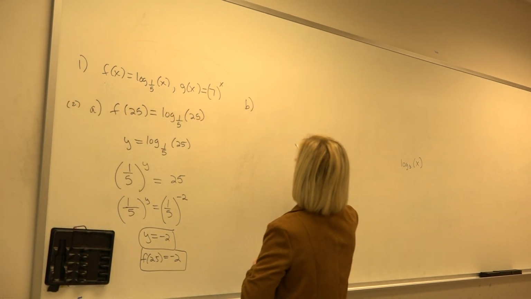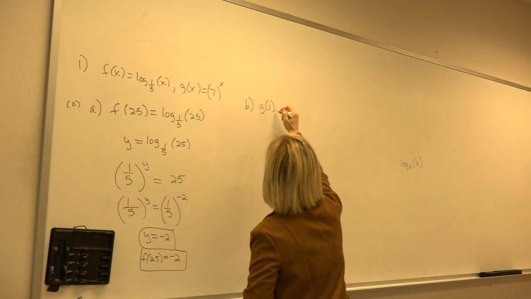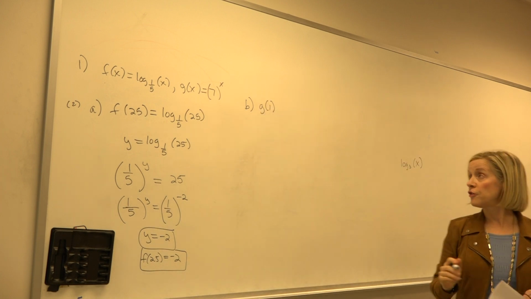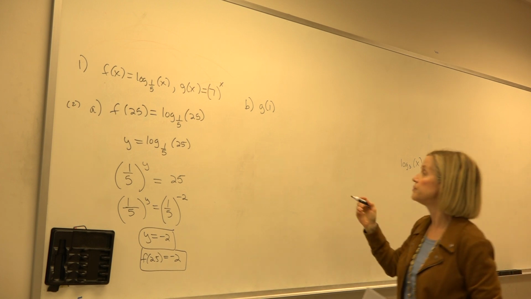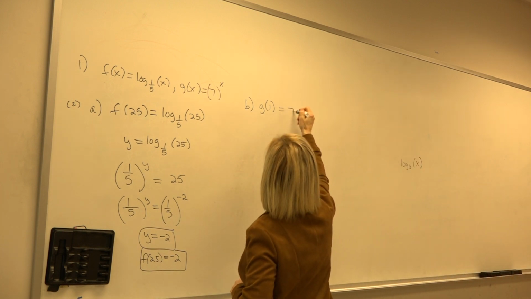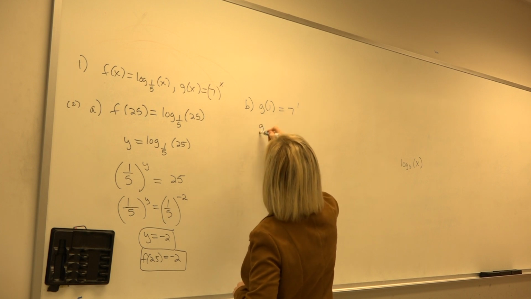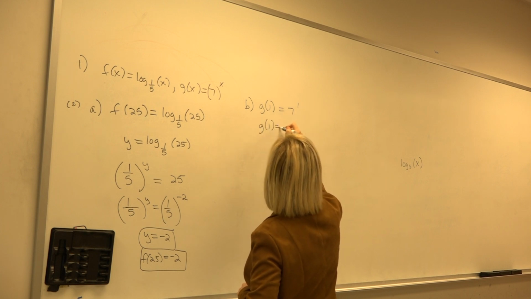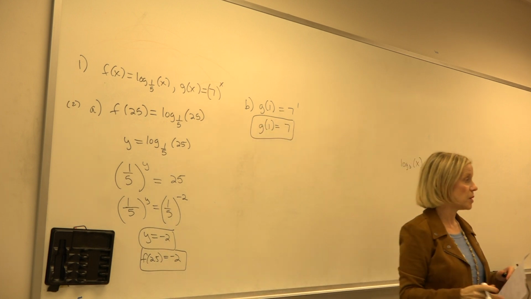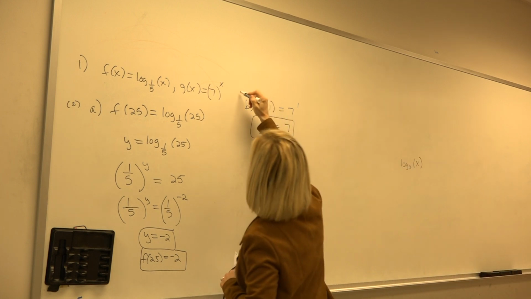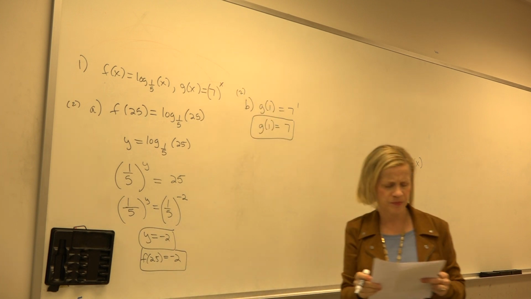1b has find g of 1. So we're going to go to the g function, and wherever we see x, we're going to replace it with 1 in the g function. So we're going to have 7 to the first power. This one's very easy. So g of 1 is 7. That's it. There's our answer for 1b. And that was also, by the way, for those of you who took the test, worth 2 points.